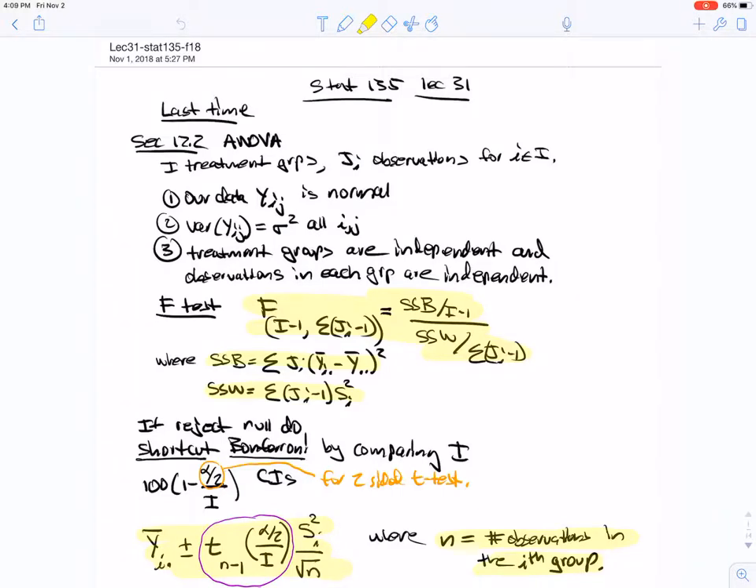Hello, it's Stat 135, Lecture 31. Last time we were in Section 12.2 doing ANOVA.